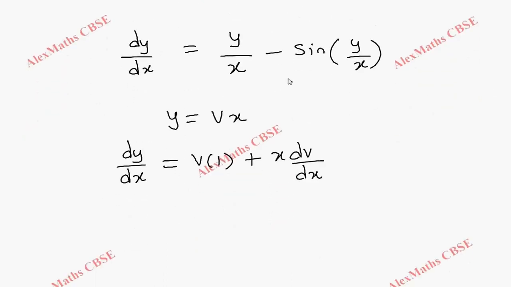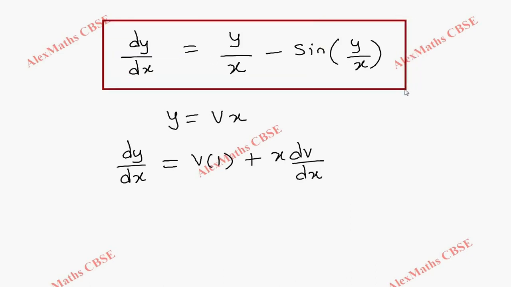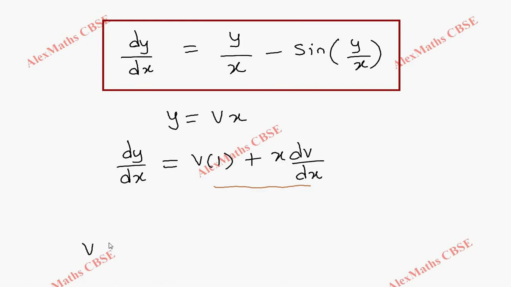Now we have to substitute these two in the dy by dx expression. That is, in the left hand side, instead of dy by dx, we are going to substitute this value, that is v plus x into dv by dx, and in the right hand side, in place of y, we have to substitute vx in these two places.